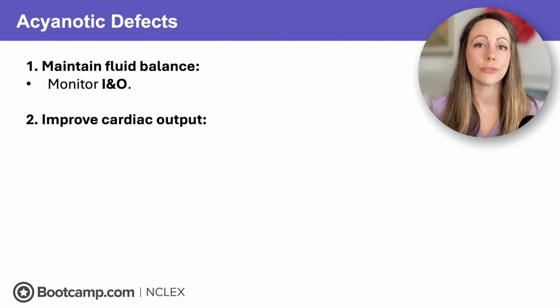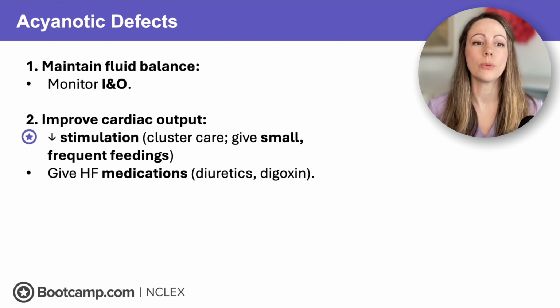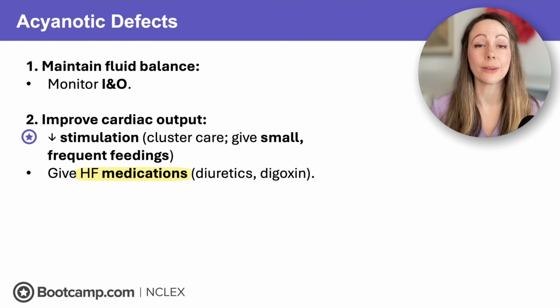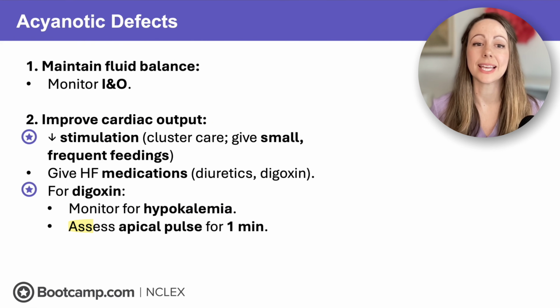Then we need to improve cardiac output. We do this by decreasing stimulation. We don't want to put any more strain on that heart, so we need to cluster care and give small, frequent feedings. Something like a large feeding can really strain that heart. Then we give heart failure medications, just like we would with adults with heart failure, diuretics, and digoxin. For digoxin specifically, we monitor for hypokalemia because that can increase risk for toxicity. Then we need to assess apical pulse for 1 minute before giving digoxin because it can cause serious bradycardia.